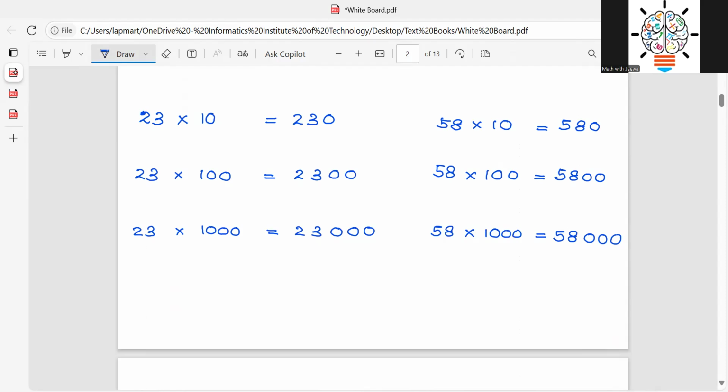Any number you multiply by 10, 100, whole numbers, right? Here we are talking about only the whole numbers. So 10, 100, and 1000, this is how you want to do.